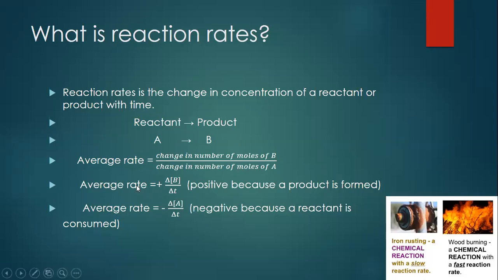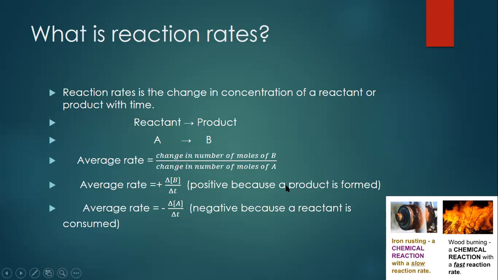So the symbol there, the square brackets, represents concentration. So you can also calculate the average rate when you are given a simple equation like this by finding the change in concentration of the product per unit time, or the change in time there. So this is a little bit of differential equation. Those who have done calculus will understand this better. We'll look into that. Now, the average rate is positive here because a product is being formed.